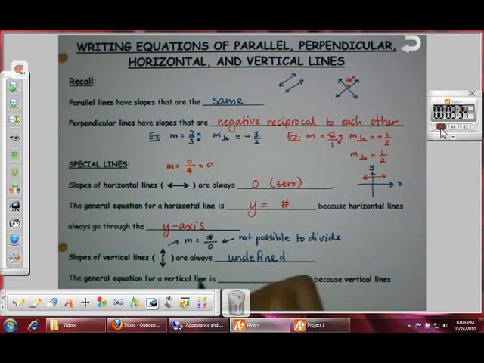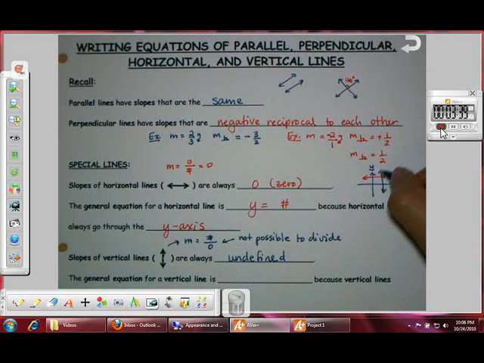The general equation of a vertical line: recall, a vertical line goes up and down this way. A vertical line crosses the x-axis. So the equation is of the form x equals some number, whatever the number is that crosses the x-axis.